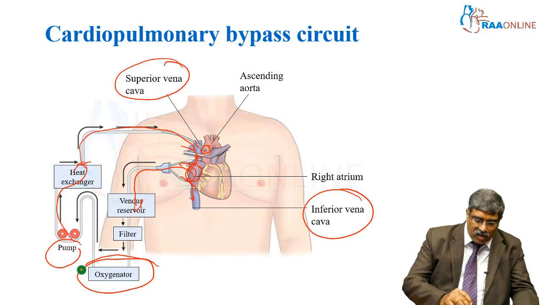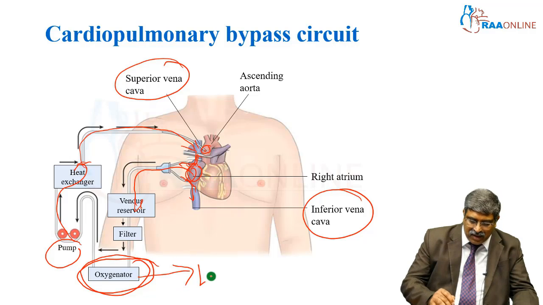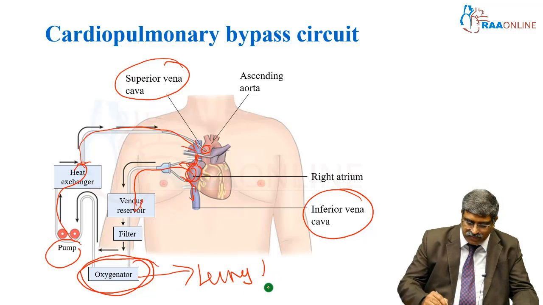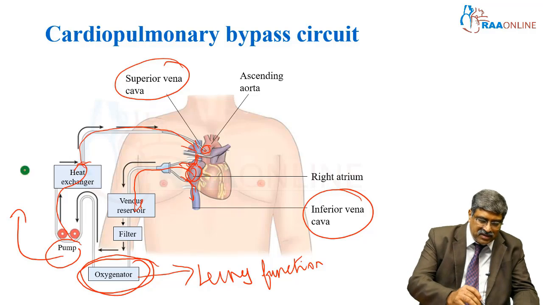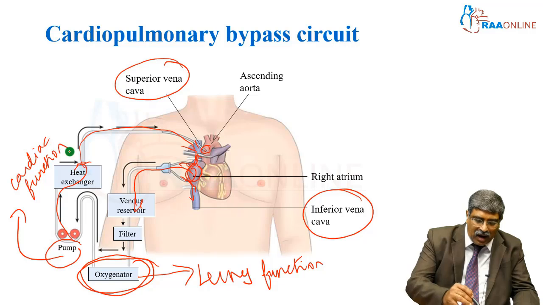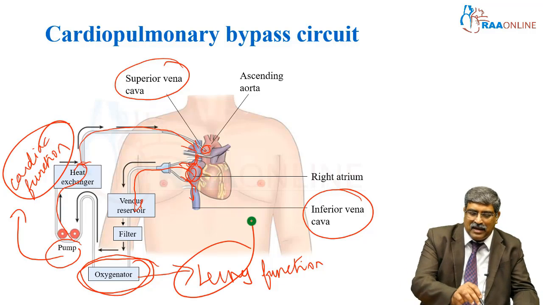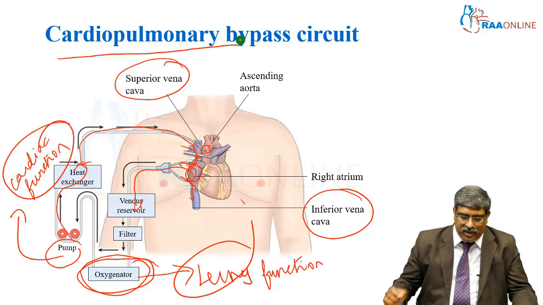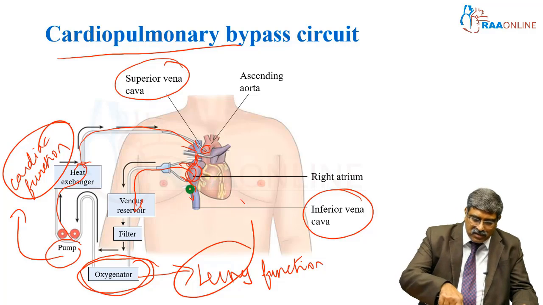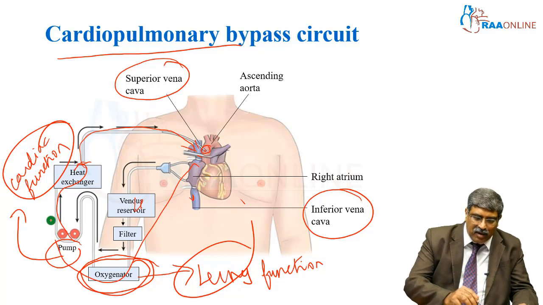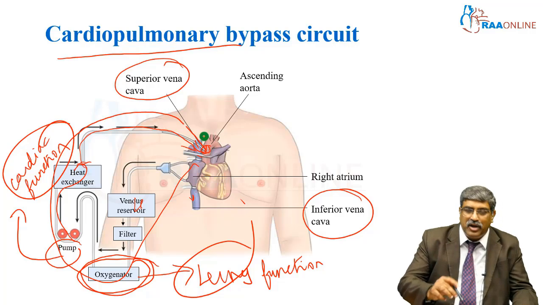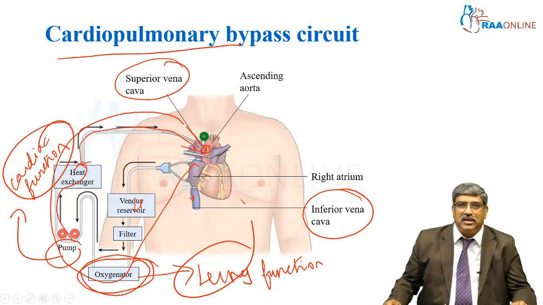Basically, you have an oxygenator which does the lung function, and you have a pump which does the cardiac function. So you are bypassing the heart and the lung. That is called cardiopulmonary bypass. You take the blood from the systemic circulation and pump it via the aorta into the systemic circulation. That is the cardiopulmonary bypass circuit for you.